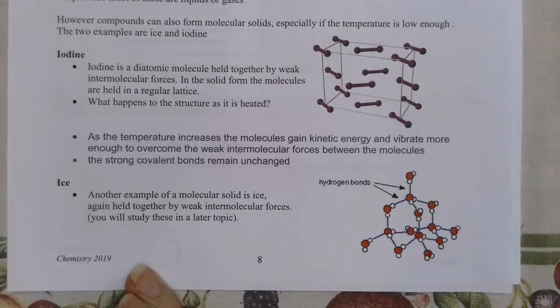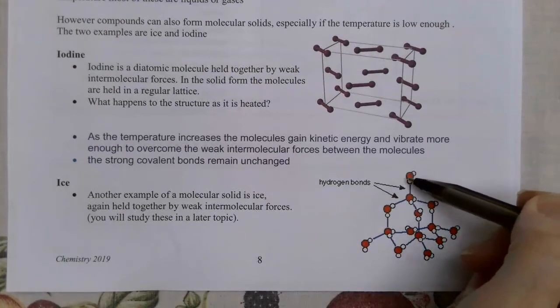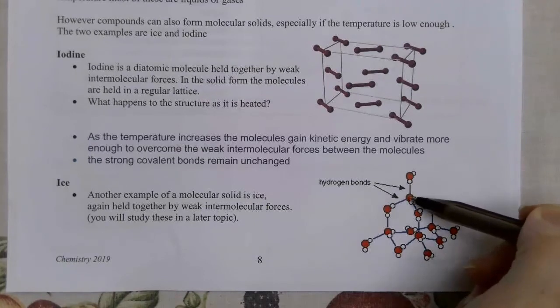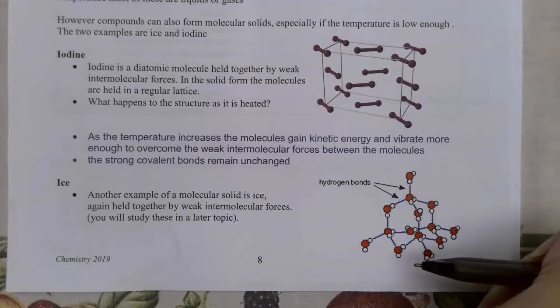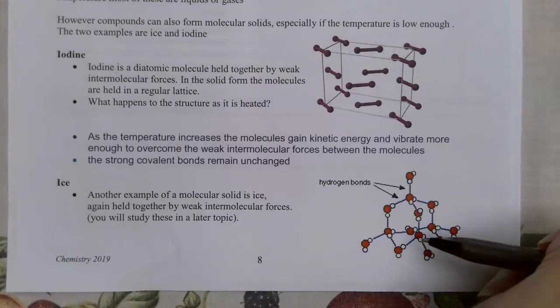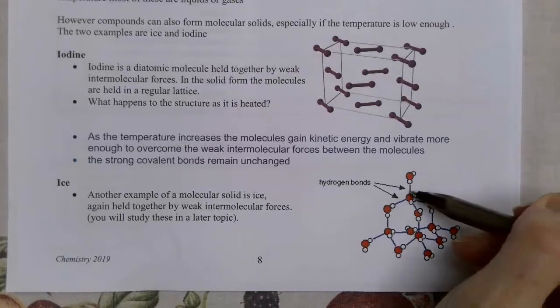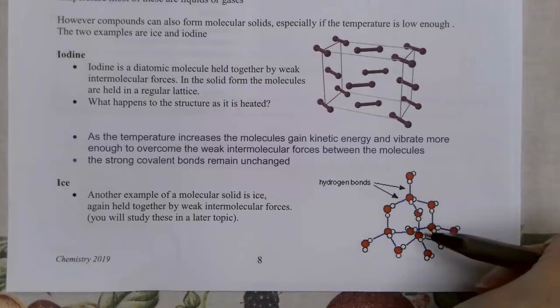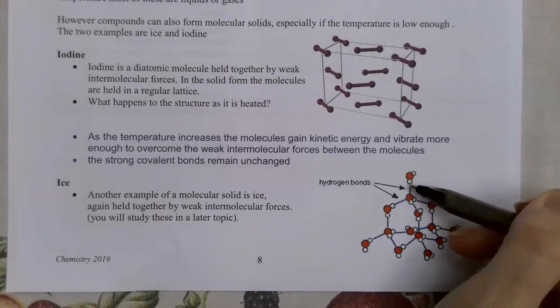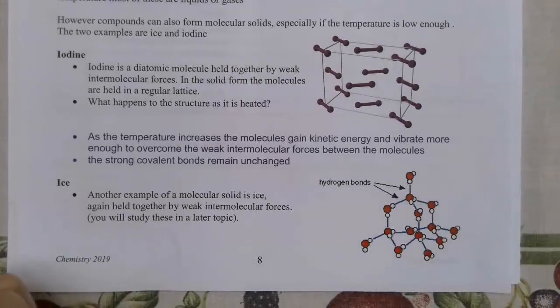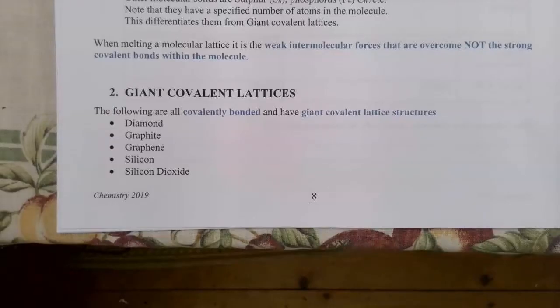Ice is another good example of a molecular solid. Again, you've got strong covalent bonds within the molecule, but weak intermolecular forces between the molecules. And it's these weak intermolecular forces which are broken when the solid melts, not the strong covalent bonds in the water molecules. And we'll study that in a later topic.